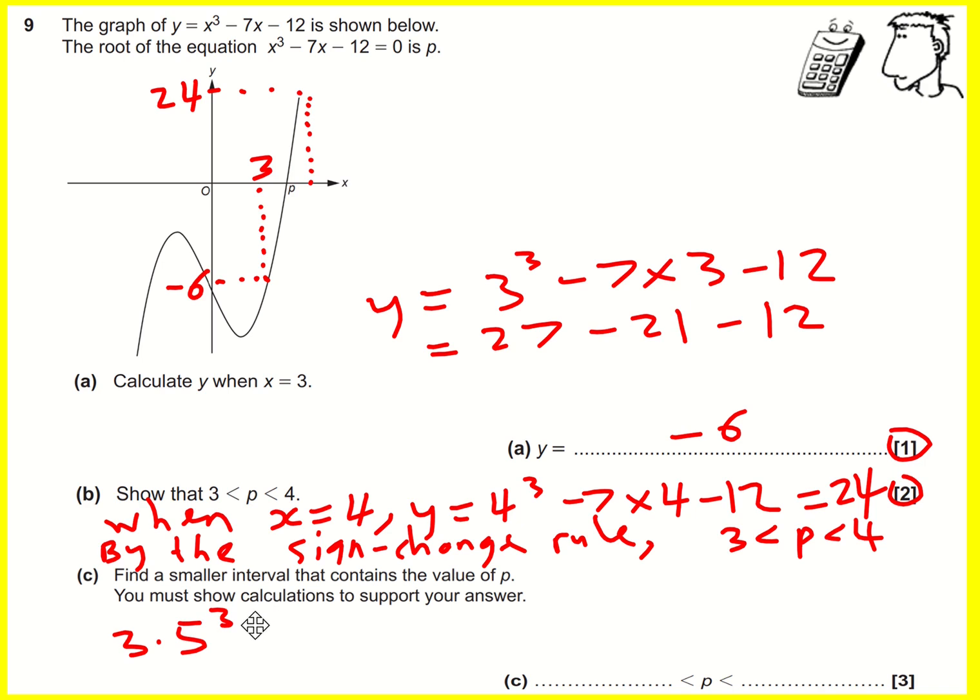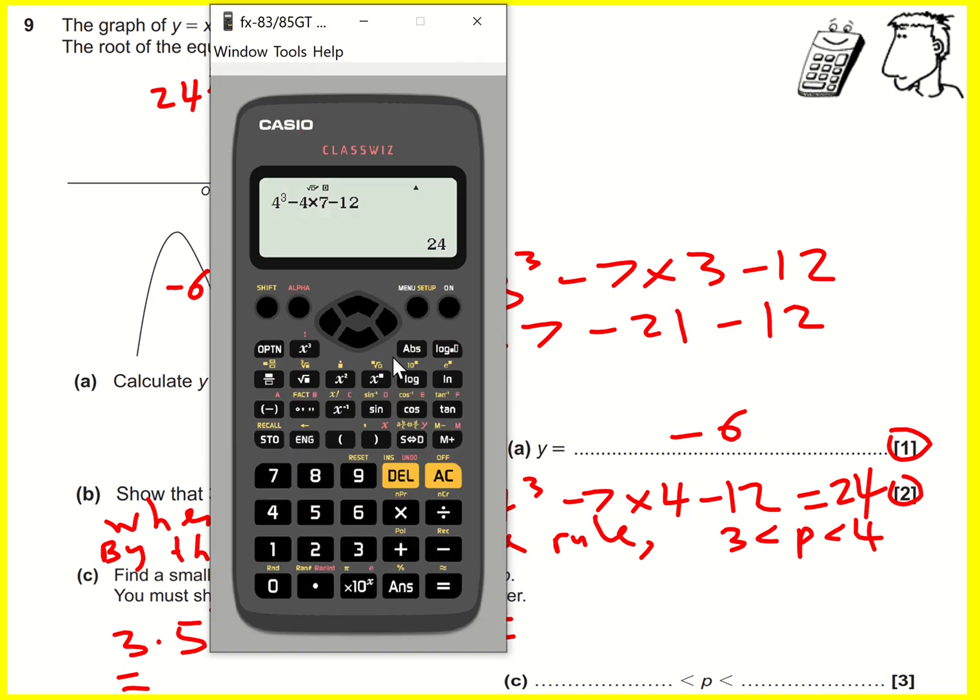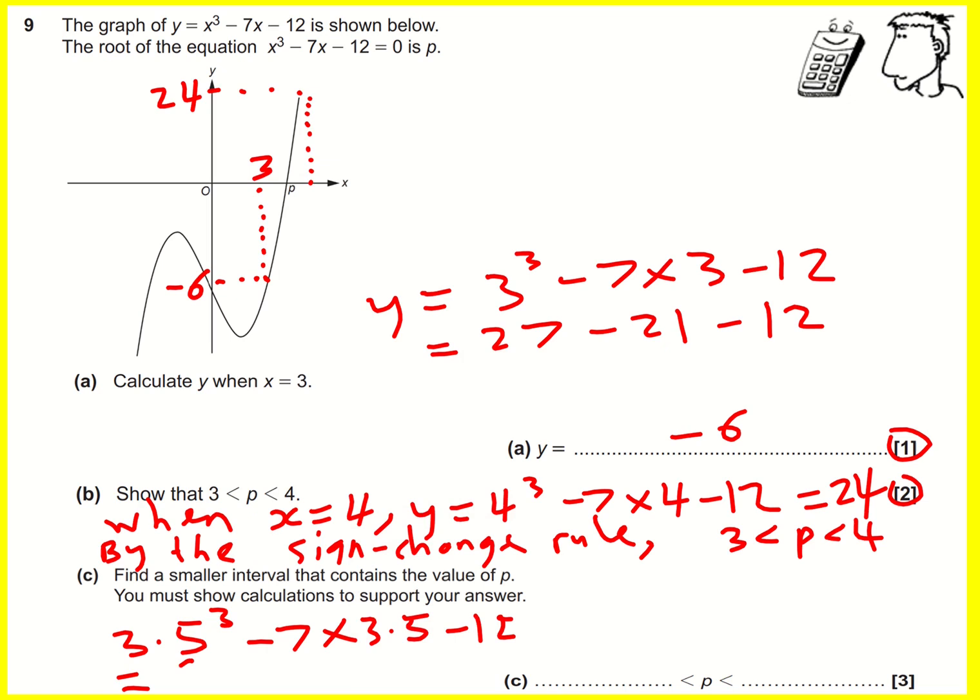So 3.5 cubed minus 7 times 3.5 minus 12. What does it equal? Well, I can just use my previous calculation but change the 4's to 3.5's. Okay, and I get 6.375.